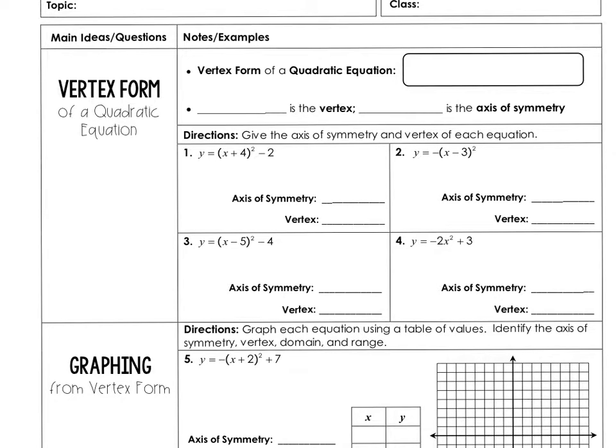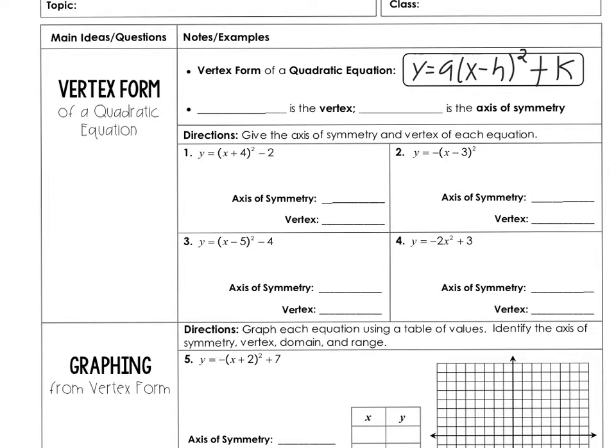Let's switch over to your notes. We're going to look at these again. And a vertex form of a quadratic equation looks like this, okay? y = a(x − h)² + k, okay?